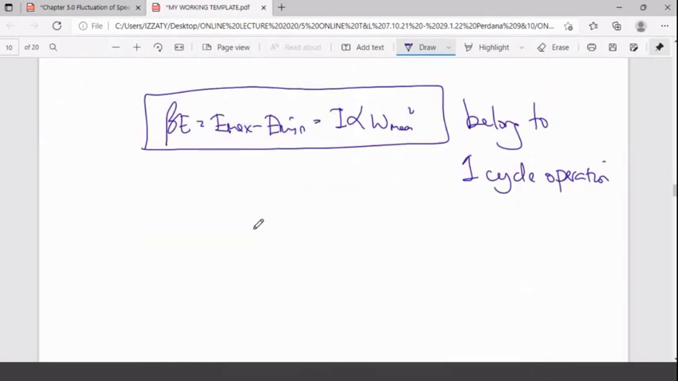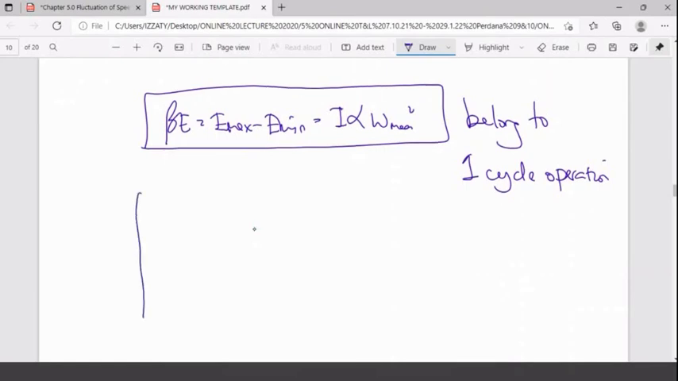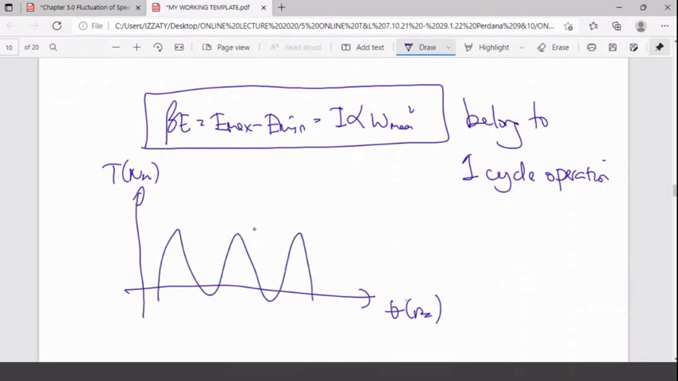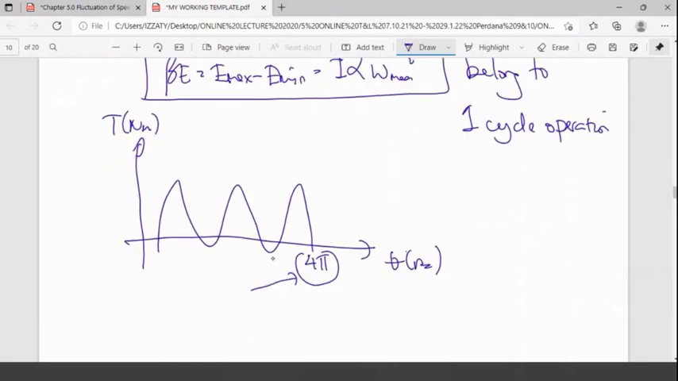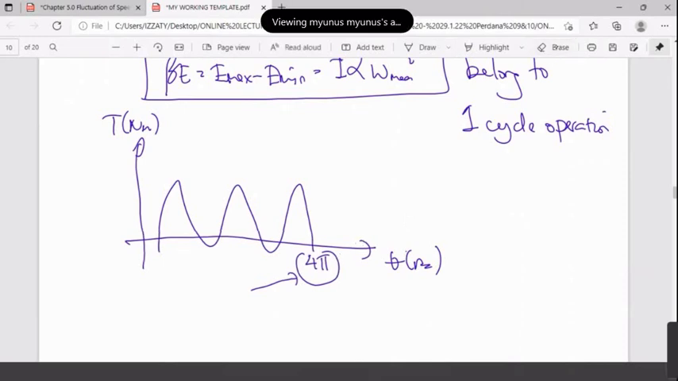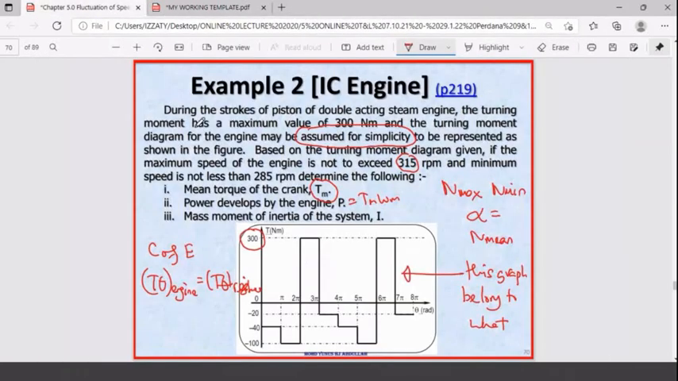For example, look at here. For the internal combustion engine, this one is T in Newton meter, this one is theta in radian. Remember, for internal combustion you have so many graphs in it. So you have 0, then you have 4 pi, for one cycle. The next one you have another one, and another one. So whatever you calculate must be for one cycle operation. Remember that.